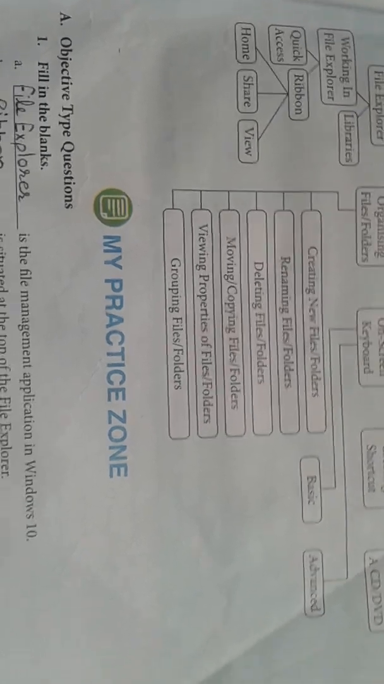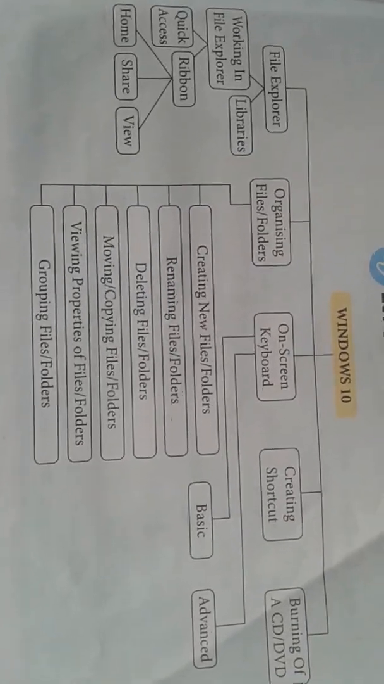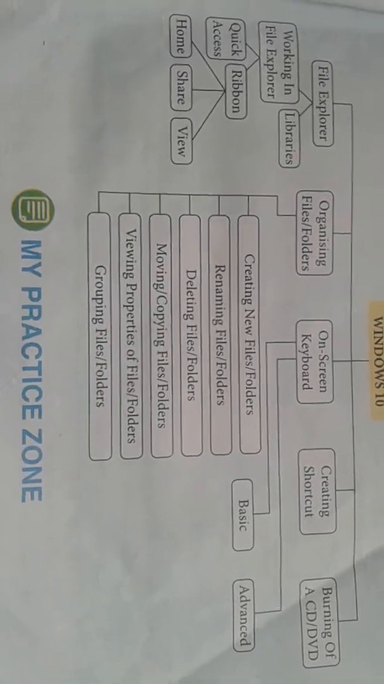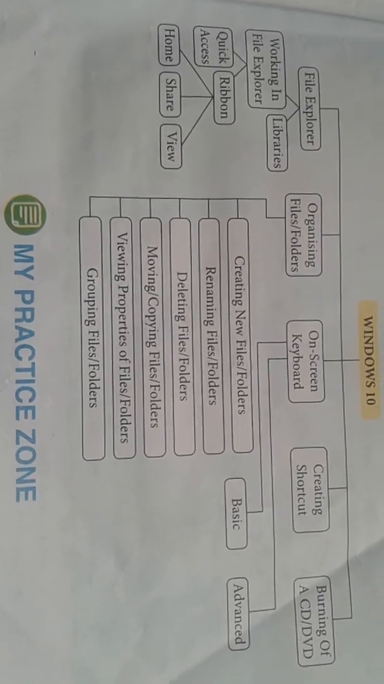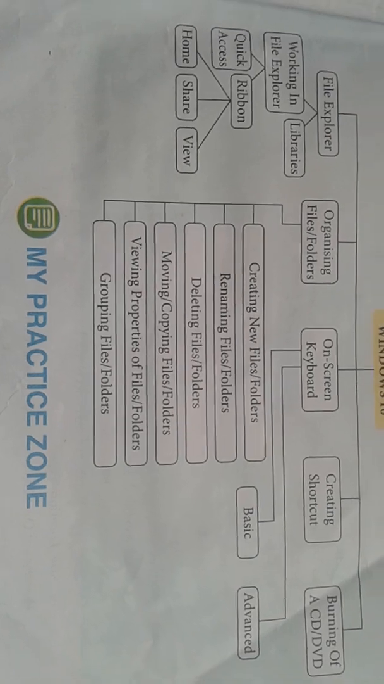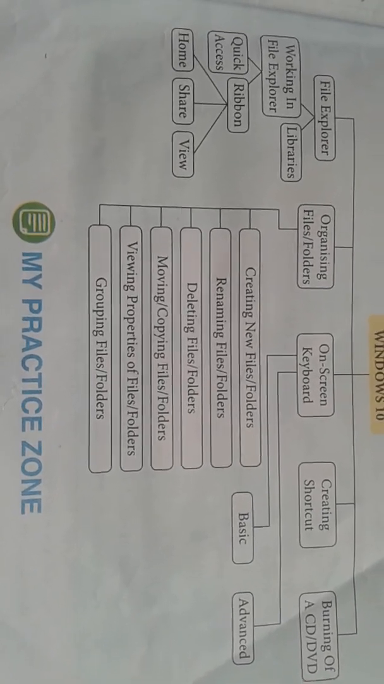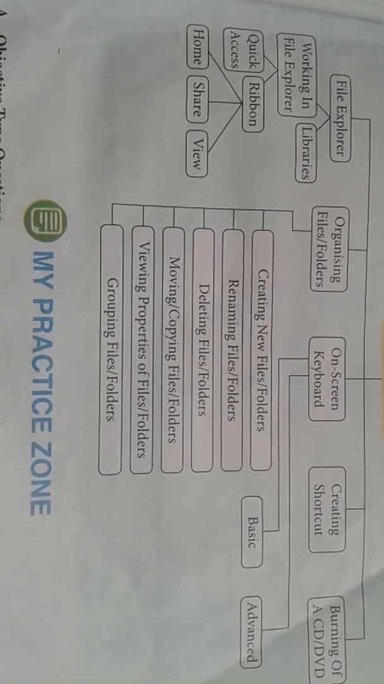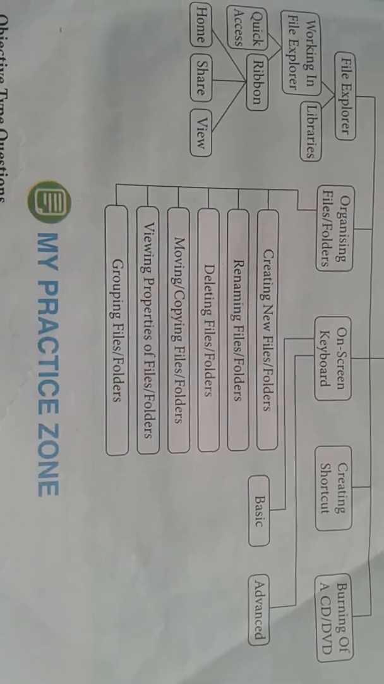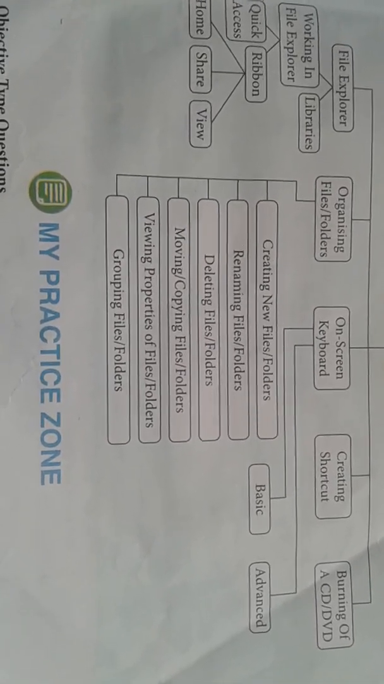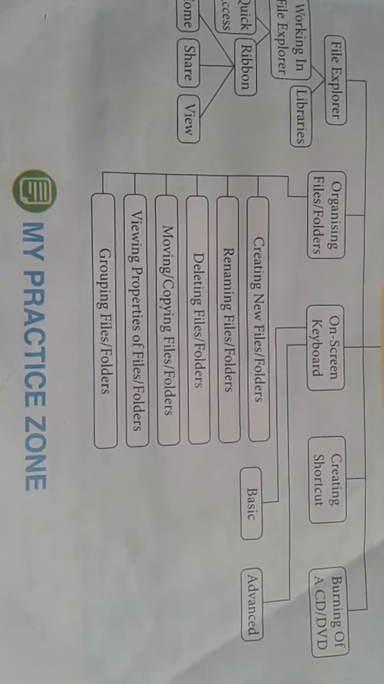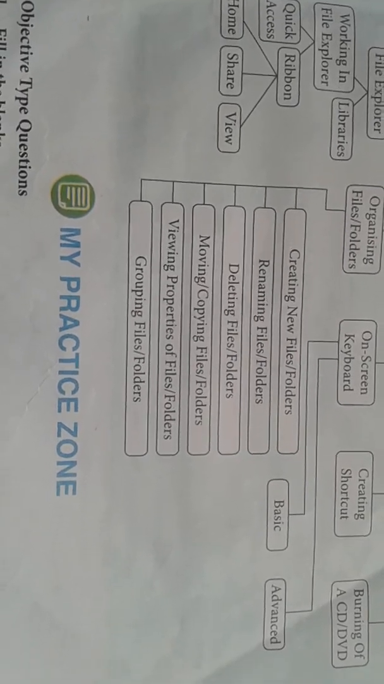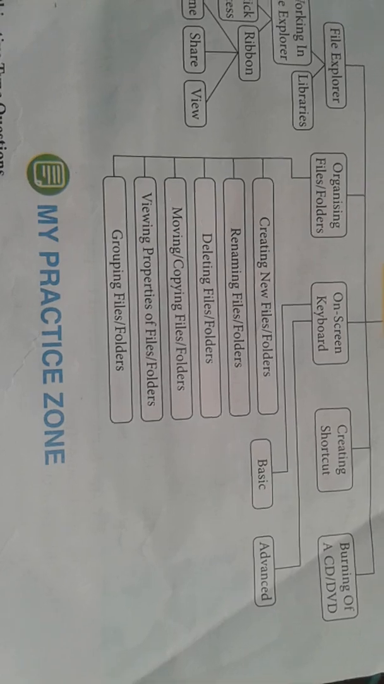Viewing properties of the file and folder, because it's very necessary to check the properties of files and folders. Properties tell us the size of the file, the date it was created, and when it was last modified. All these things are kept in the properties of the file and folder. In which software the file was made is also shown in the properties window. Grouping files and folders, we are grouping the files and folders itself also.